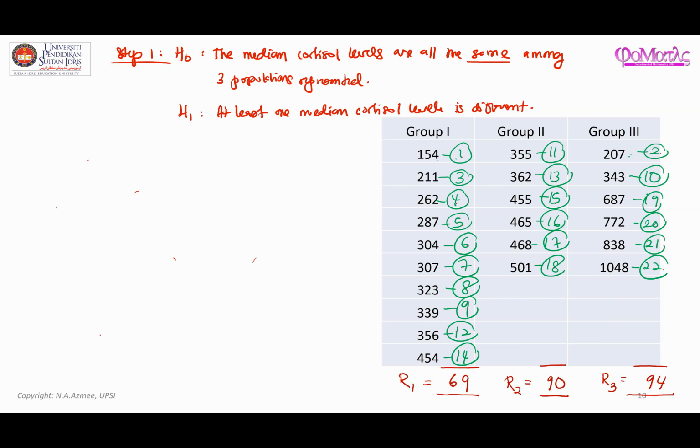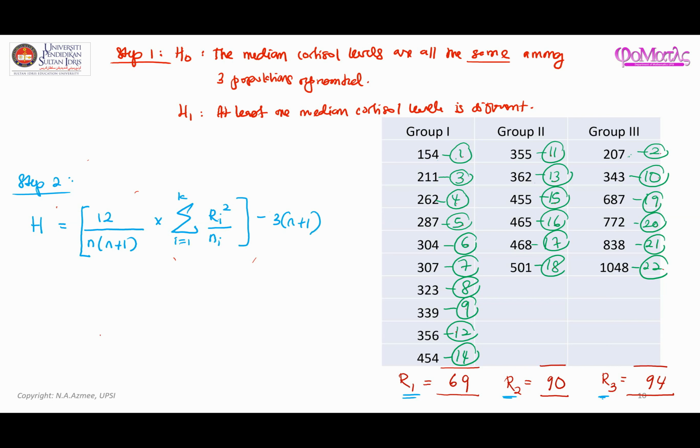Okay, so the second step, step 2, is to obtain the test statistic. The test statistic is given by this formula. So this is H equals 12 over n times n plus 1 times the summation of Ri squared over Ni, where you just got the values of R1, R2, R3, for i equals 1 until k. So this depends on how many groups you have, minus 3 times n plus 1.